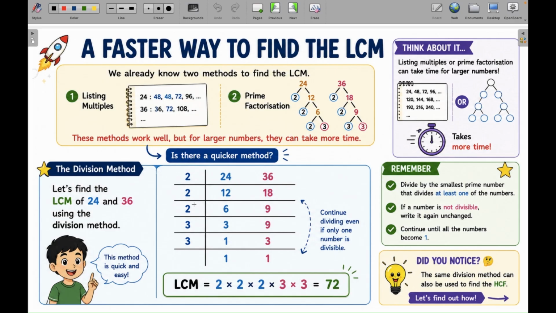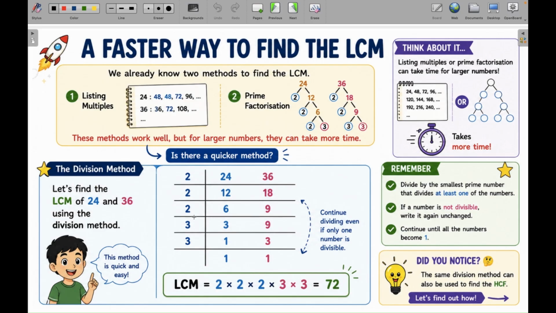Again I'll start this process and check if it is divisible by 2. Now you'll notice that 6 is divisible, however 9 is not divisible. We'll still divide. Even if only one number is divisible by the prime number, we are still going to divide. So 2 times 3 is 6, and since 9 is not divisible, we'll just write that number as it is. Now we'll move on to another number because none of the numbers are divisible by 2 any further. If any one of the numbers is divisible by a given prime number, then we divide. If both of the numbers are not divisible, then we don't divide.